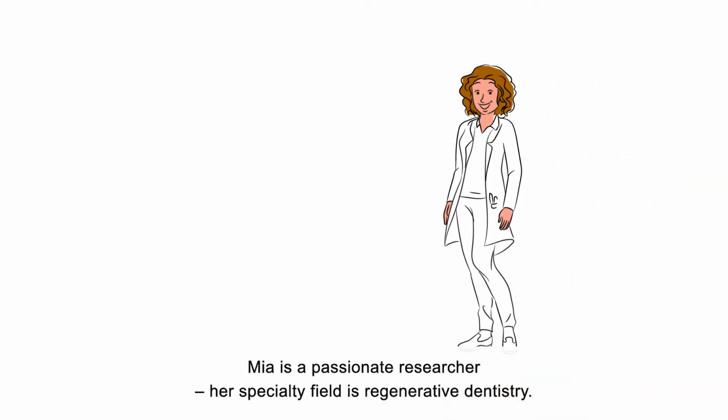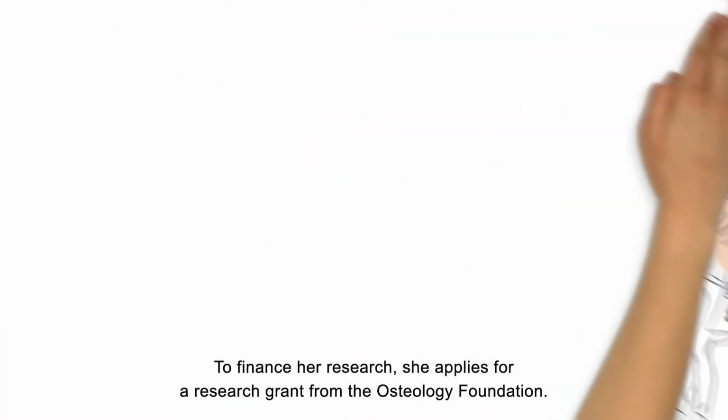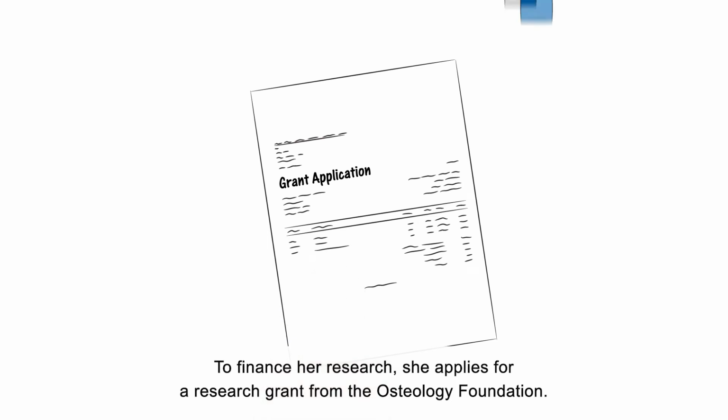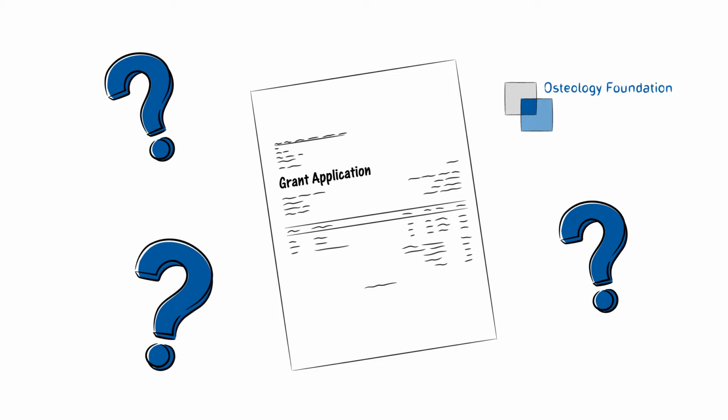Mia is a passionate researcher. Her specialty field is regenerative dentistry. To finance her research, she applies for a research grant from the Osteology Foundation. But just how are the decisions made about who receives funding?